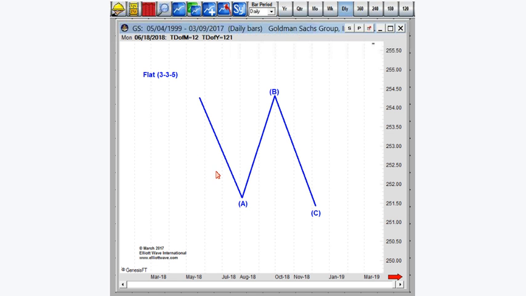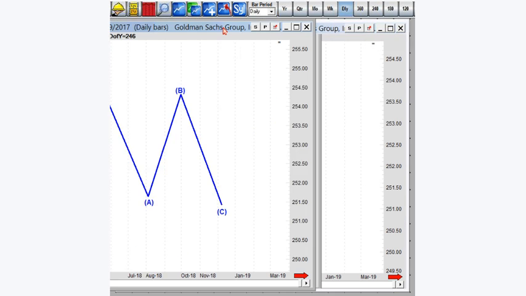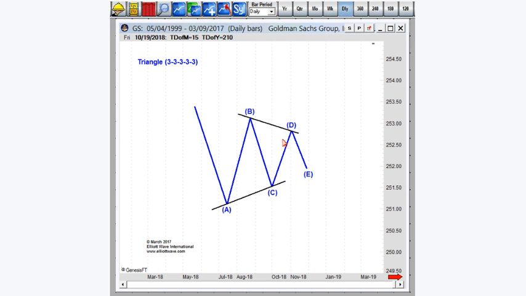This is a flat, where we have 3 waves down in wave A, a 3-wave move up in wave B, followed by a 5-wave decline in wave C. And then, of course, we have the triangle. In a contracting triangle, each wave subdivides into 3 waves, identified as waves A, B, C, D, and E. It's really easy to identify a triangle on a price chart simply because it's a sideways price move.